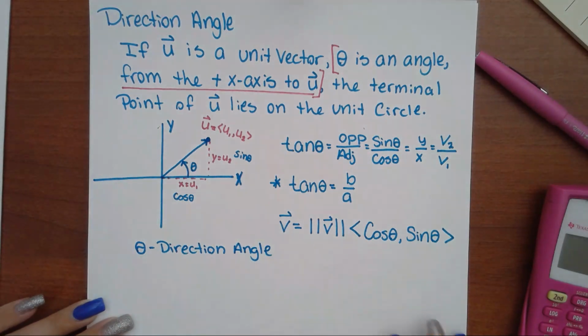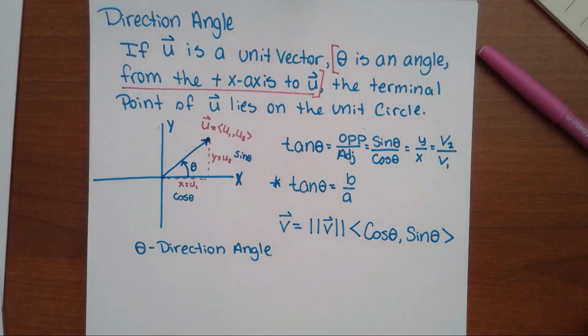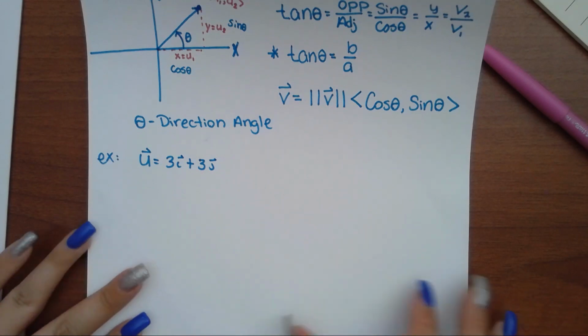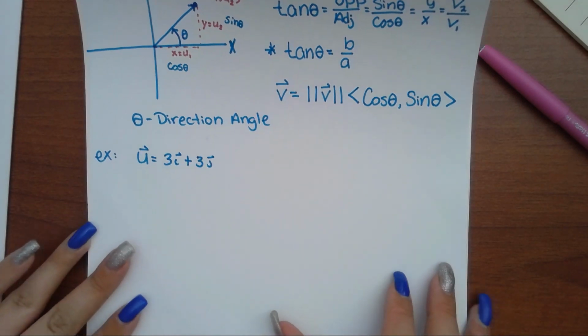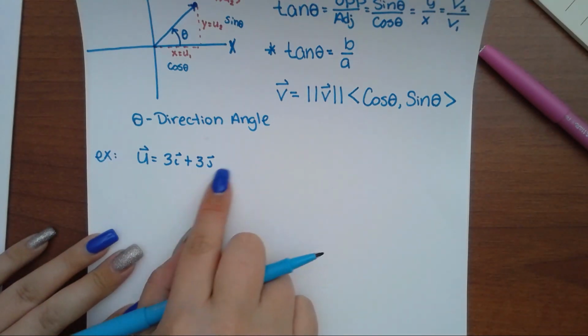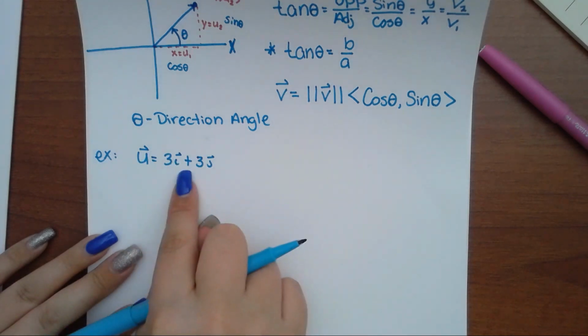Okay, so let's go into an example really, really quickly. The example will be below in a second. I decided to use i's and j's just to have another example with i's and j's. This is a linear combination. You can go back to the component form versus linear combination video, and that will talk more about how to convert from one to the other.